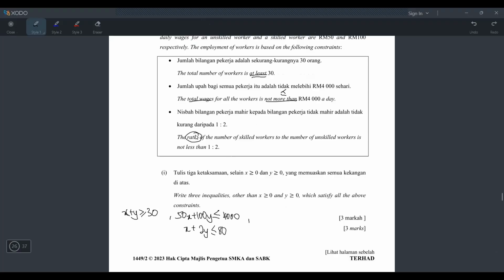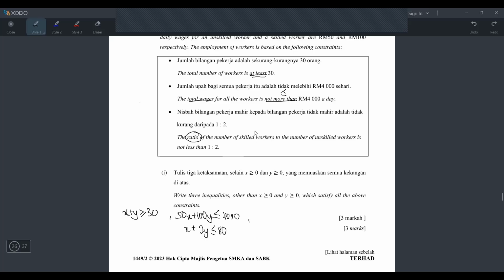Now for my third inequality, the ratio. Exams like to ask about ratio, because this chapter you also need to learn in AddMaths. AddMaths is called Linear Programming, the last two chapters.